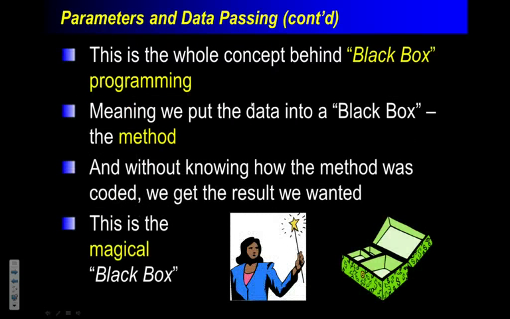We don't know how the code inside of JOptionPane works, and we don't need to know. That's called black box programming. The method itself is inside a black box, which means we don't need to see how the code works. We just need to know how to use it.